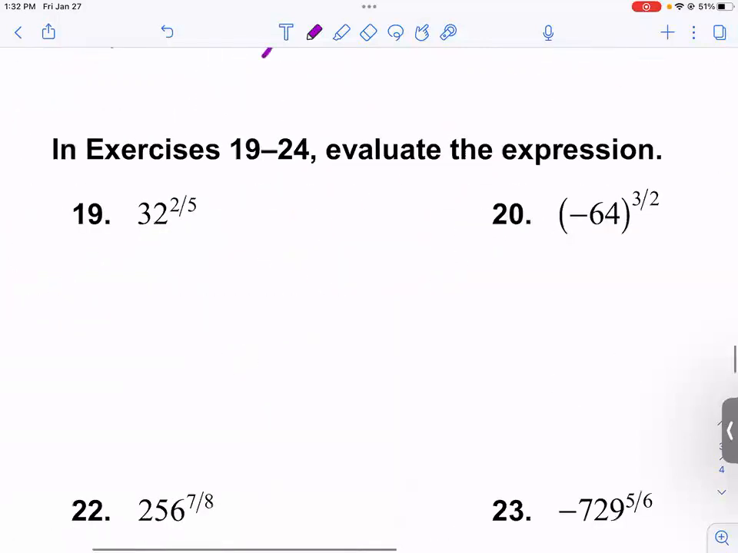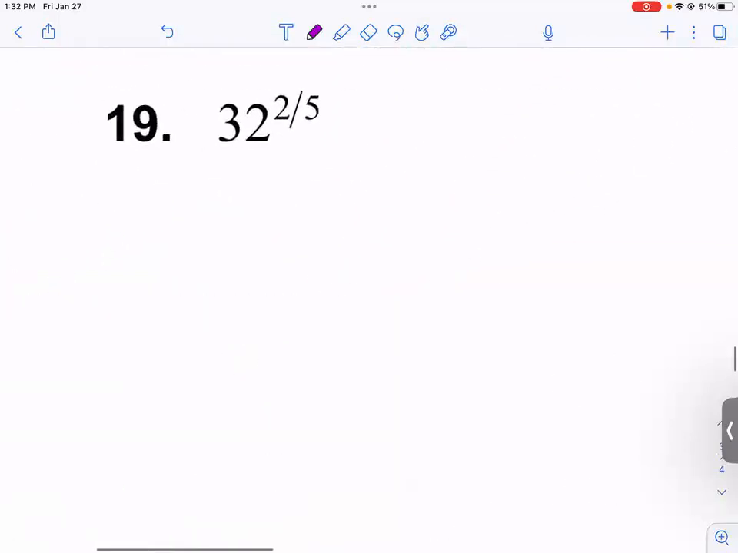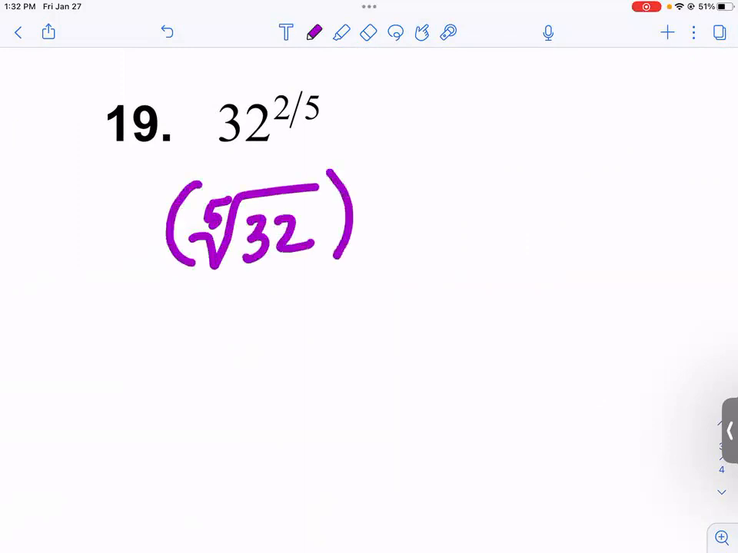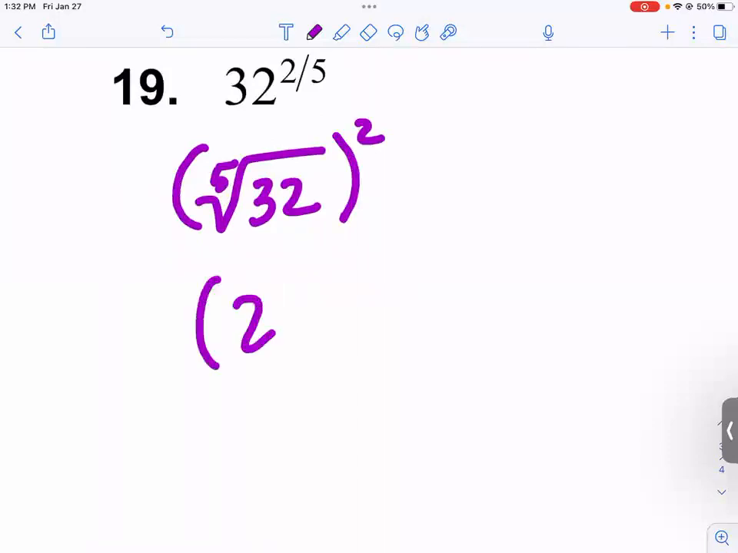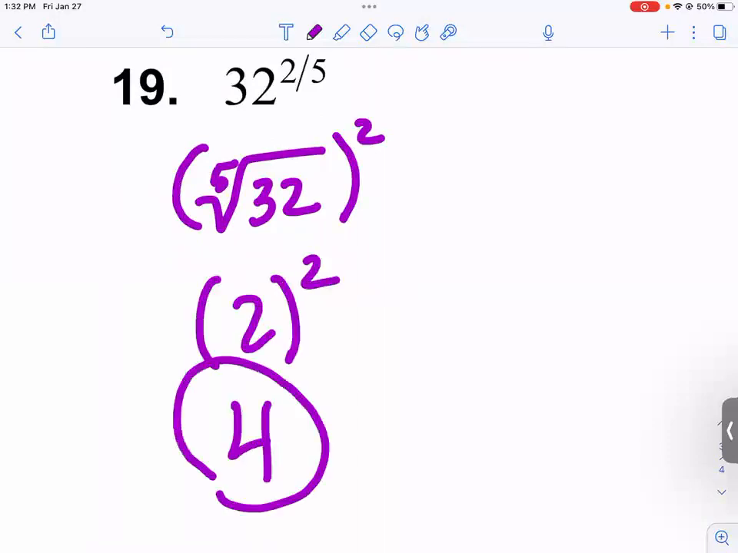Okay, let's go to number 19. I think this is easier to have in radical form. Number 19 is the 5th root of 32 squared. If I'm asking you for the 5th root of 32, I'm asking you what number to the 5th power is 32. Check though: 2 times 2 times 2 times 2 times 2 is what? Okay, that's good. So this is 2 squared, which is 4.